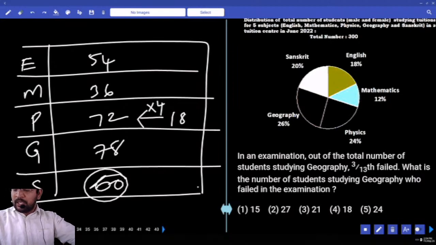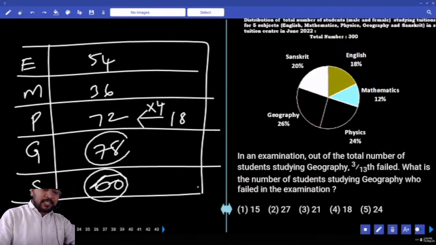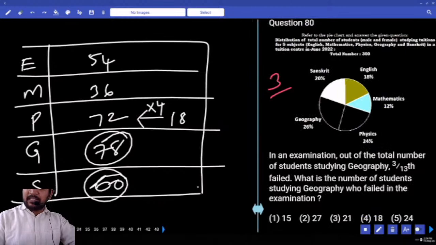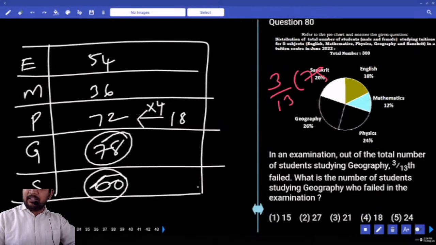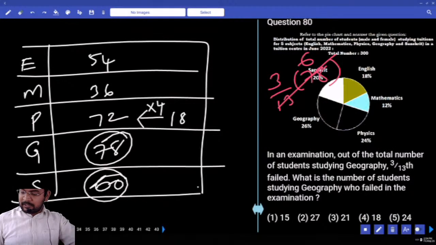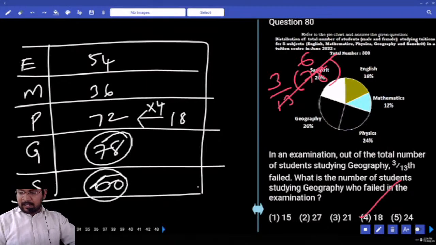What is the number of students studying geography who failed in that examination? Geography is how much, na? 78, na. 3 by 13 into 78, na. 13 how many times, na? 13 times 6 is 78, and 3 times 6 is 18.